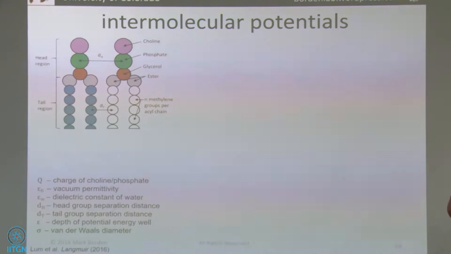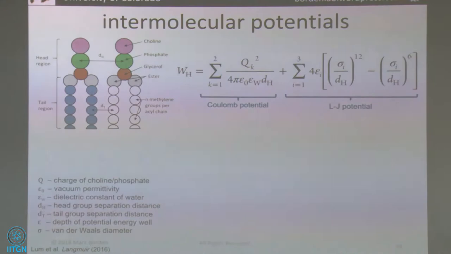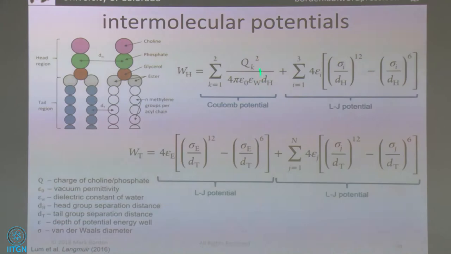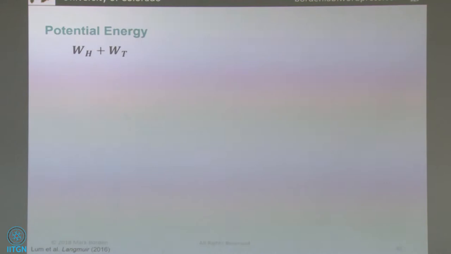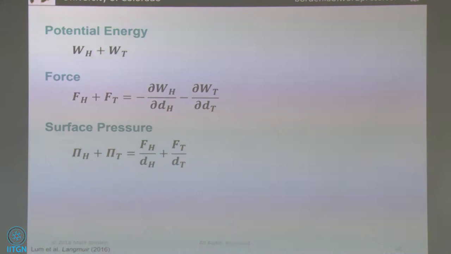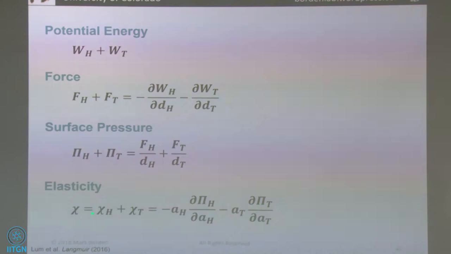And we estimated the pair potential for the head group region and the tail group region just based on electrostatic forces, Coulomb potential, and dispersion interaction, the Lennard-Jones potential. Then the total energy is the sum of the head group and tail potential energies. We can differentiate those with respect to the intermolecular spacing to determine the force between two molecules. We can then divide the force by the distance to determine the surface pressure, and we can differentiate the surface pressure with respect to the area to determine the elasticity. And the elasticity is seen to change as a function of the intermolecular spacing.